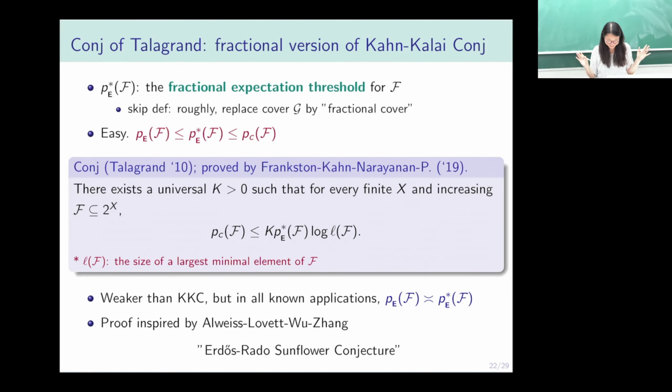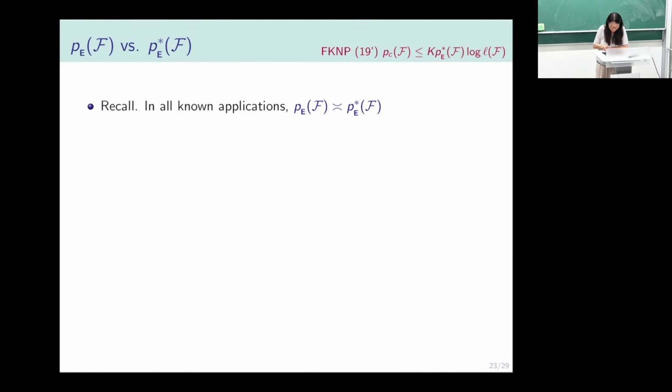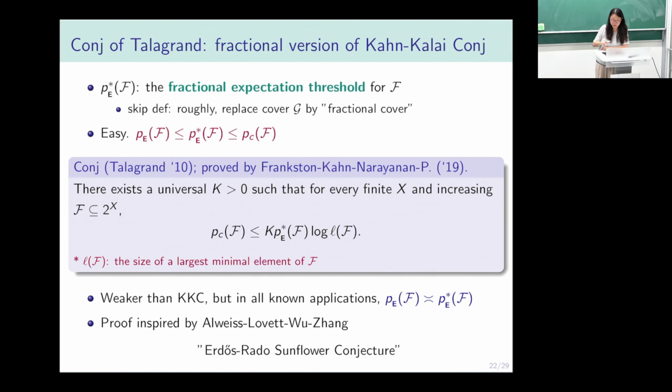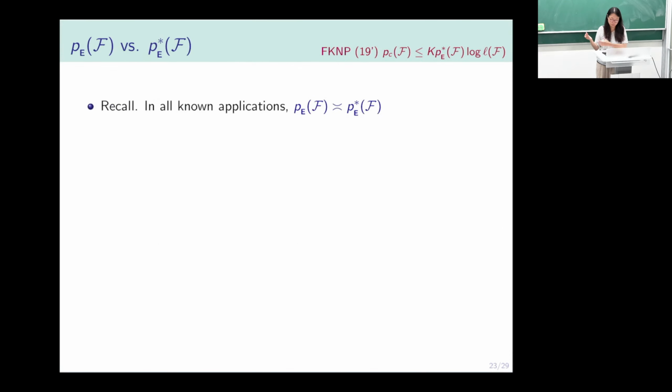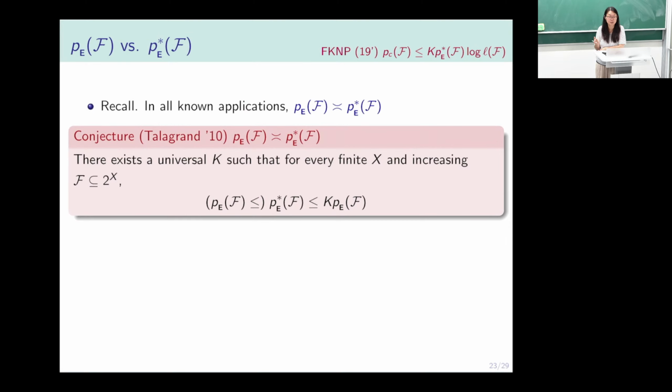So, yeah. Okay, so after we got this fractional result, a natural question that was raised by people was: what's the relationship between the expectation threshold and the fractional expectation threshold? And as I said, in all of the known applications, the expectation threshold and the fractional expectation threshold have the same order. And then the natural question is, are they equal? Are they always equal up to a constant factor? This was actually conjectured by Talagrand, and he conjectured they are equal up to a constant factor.